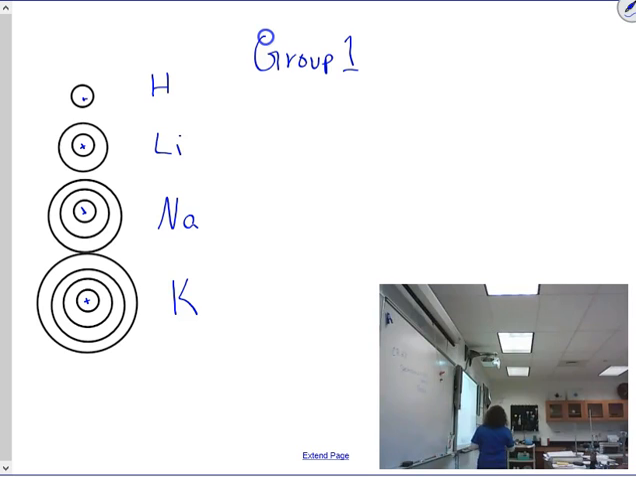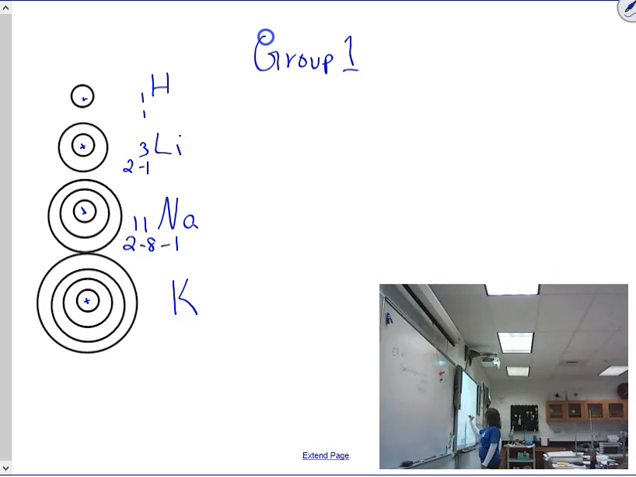Hydrogen has 1 as its atomic number, and its electron configuration is just 1, so it has only one orbital. Lithium has an atomic number of 3, and its electron configuration is 2, 1. Therefore, it has 2 orbitals. Sodium has an atomic number of 11. Sodium's electron configuration is 2, 8, 1. That means that it has 2 electrons in the first orbital, 8 electrons in the second orbital, and 1 electron in the third orbital. So, it has 3 orbitals altogether.